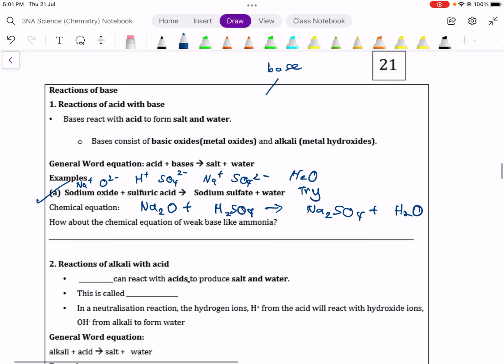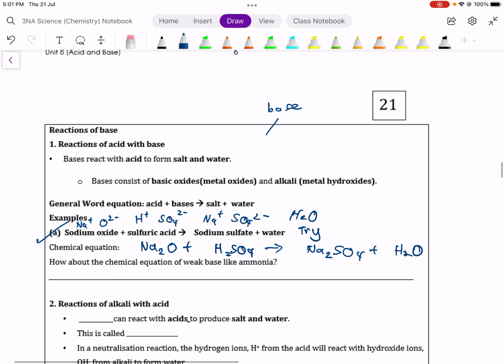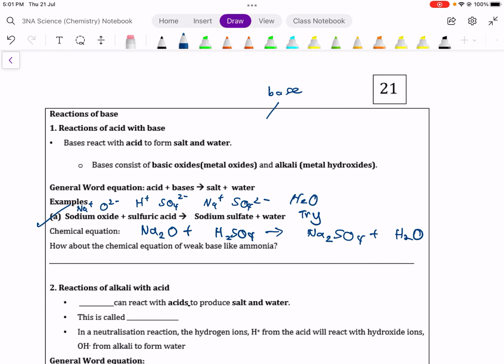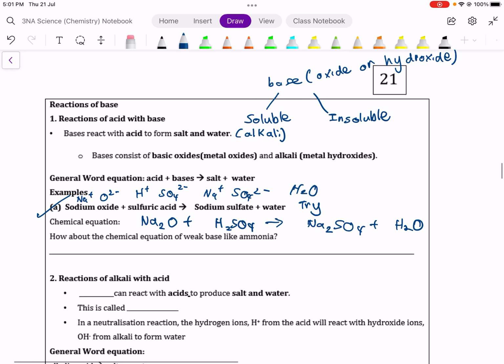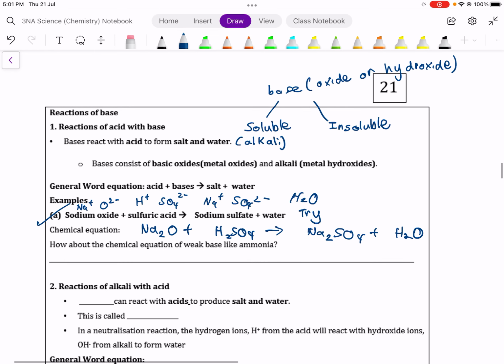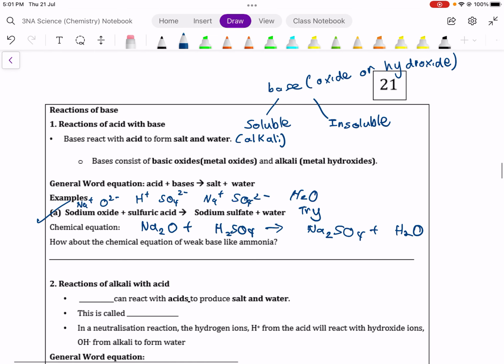So this is where we left off, on page 6. Base once again has two kinds, either metal oxide or hydroxide, and there's always the soluble as well as the insoluble. For the soluble ones, we just call them alkalis. For those who haven't completed this, please go and complete the chemical equations on acids and bases.